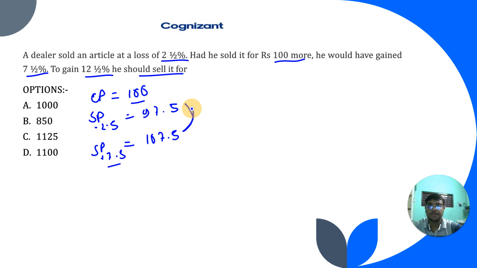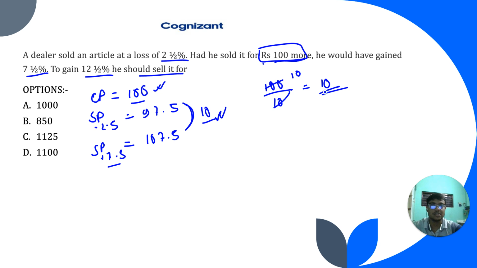So if you see this gap, the gap between the two selling prices is about 10 rupees. Again, they say the actual gap is 100, but we are getting a gap of 10 because we assumed the cost price to be 100. Now we will use the unitary method to find the value of every unit of our assumed value. So if we cancel it out, that would be 10. So every unit of our assumed value is 10 times more than what we have assumed. So the actual cost price becomes 100 into 10, which is equal to 1000.